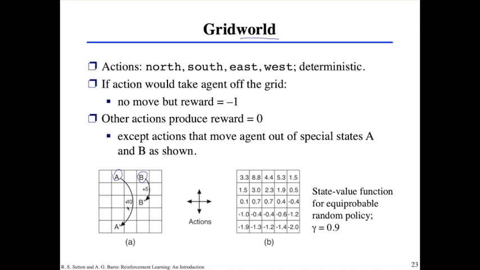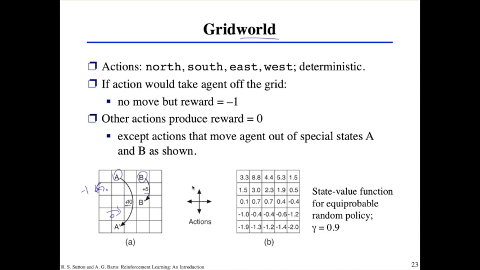Another part is, if you are at some spot and you try to go off the grid, you don't go anywhere. You stay here, but then you get a -1. So you get a penalty for trying to go off the edge. You should try to learn not to do that. And if you do anything else, you get a 0. So if you go from here to here, you get 0. So no penalties just for moving.